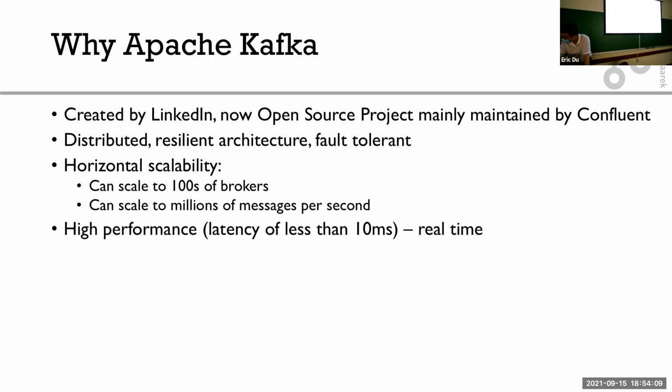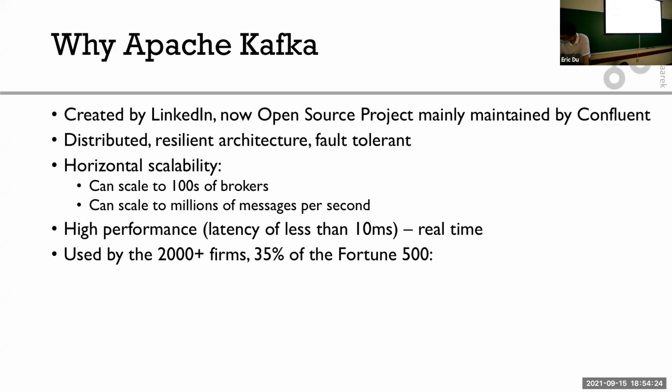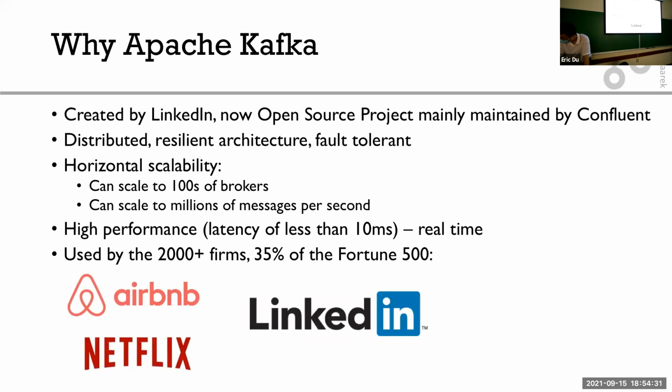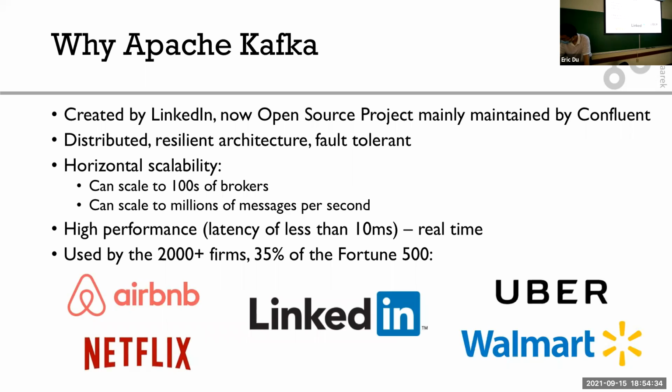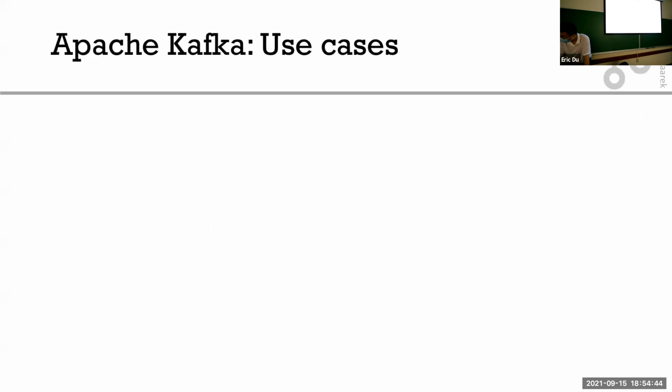It is extremely high performance. The latency to exchange data from one system to another is usually less than 10 milliseconds if you have good machines. And this is what we call real time. Real time means that the latency is really, really low. Overall, don't believe me, right? You can believe 2,000 plus firms, 35% of the Fortune 500 that use Kafka, such as LinkedIn, Airbnb, Netflix, Uber, Walmart, and so many others, right? Everyone uses Kafka or is thinking about using Kafka, and you should learn Kafka, and you are at the right place.